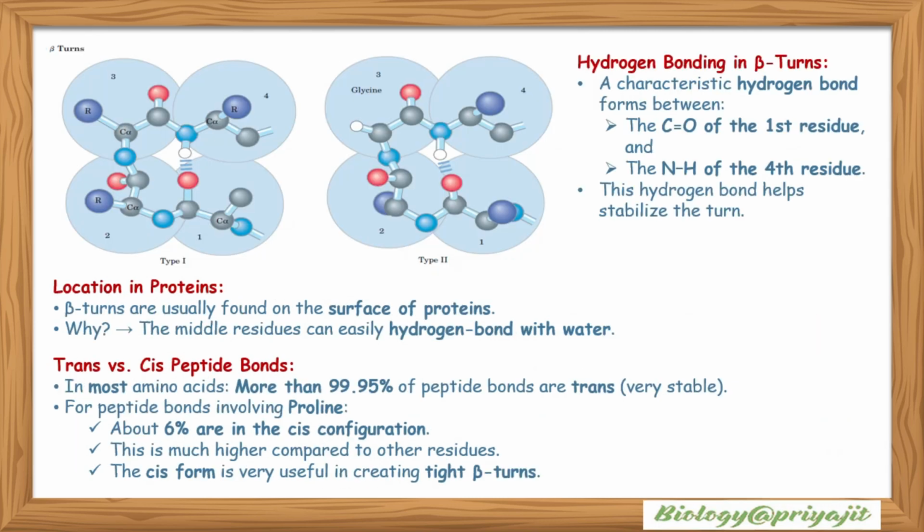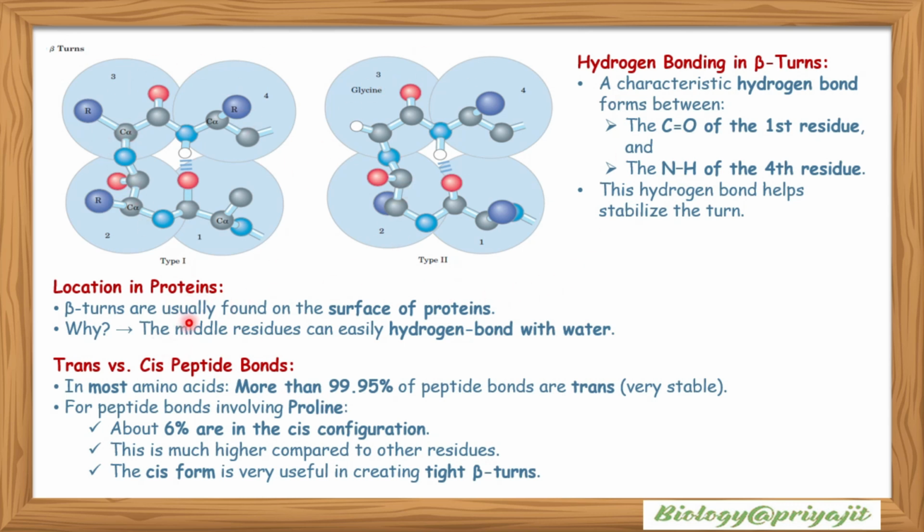So, what is the hydrogen bonding in beta turns? A characteristic hydrogen bond forms between the C=O of the first residue and the NH group of the fourth residue, and this hydrogen bond helps stabilize the beta turn. This is the type 1 beta turn and this is the type 2 beta turn.